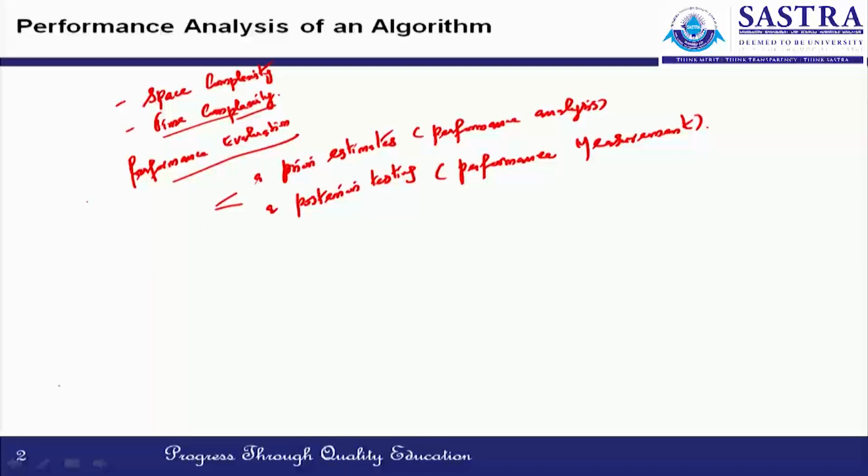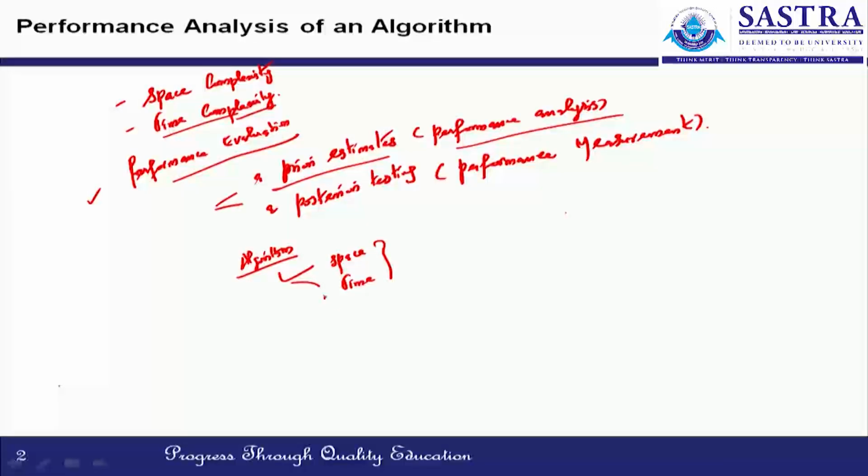In general, we can evaluate the performance of an algorithm in two different categories. One is a priori estimates, which means the performance analysis of an algorithm. A priori estimates in the sense that once the problem is converted into an algorithm, then we need to find the space requirements and time requirements of the algorithm. That is performance analysis. Once the algorithm is validated, then the performance analysis is over.